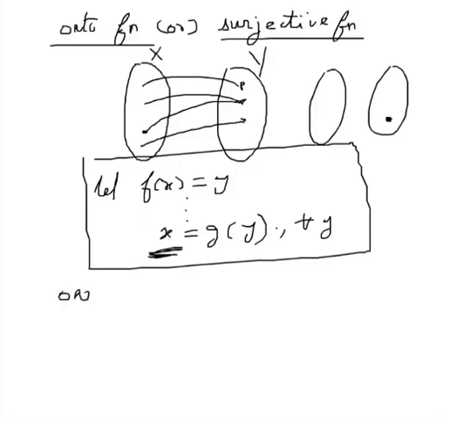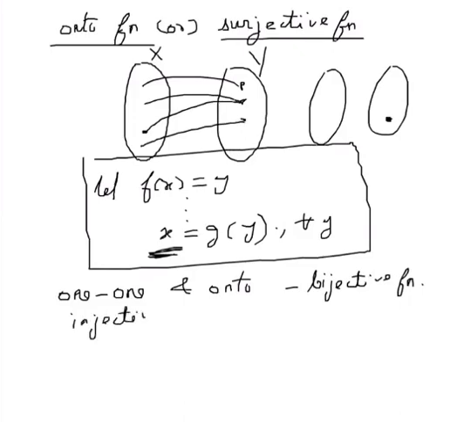If a function is both 1-1 and onto, then we call that a bijective function. It becomes a bijective function. 1-1 is otherwise known as injective, and onto function is otherwise known as surjective function. If a function is both injective as well as surjective, then it is called a bijective function.